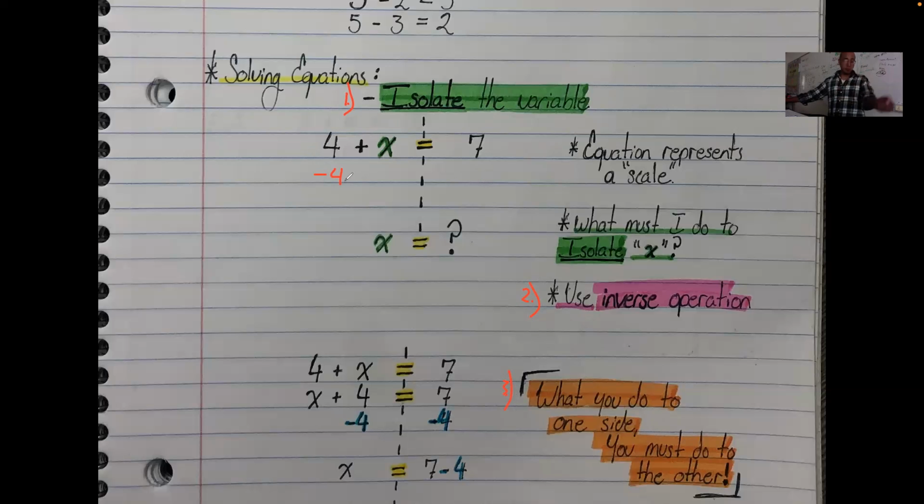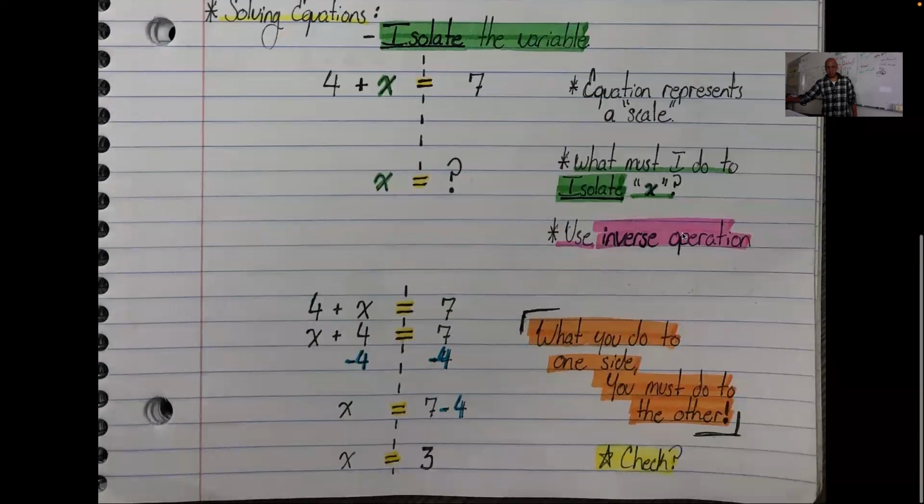So if I had to subtract 4 to isolate the x, then I have to subtract 4 from the right side, from the other side, so that it is balanced. And ladies and gentlemen, whatever is left over, that will be my solution. So number one, isolate the variable. Number two, use the opposite operation. And number three, and this is super important, whatever you do to one side of the equation, you must do to the other side of the equation.